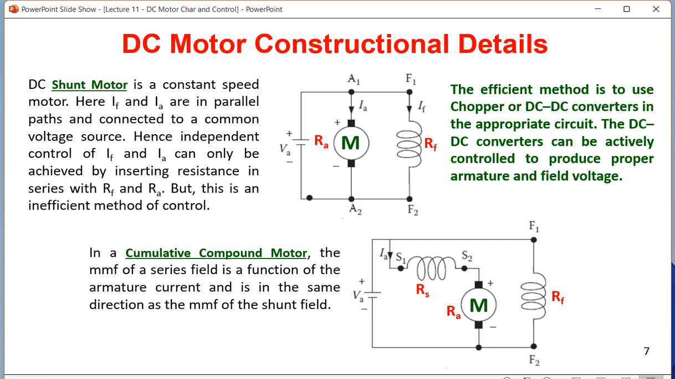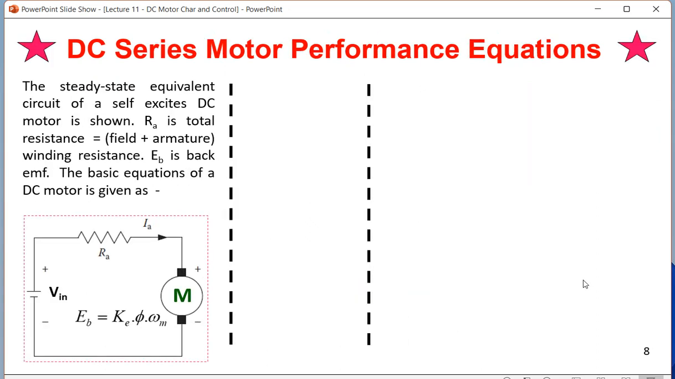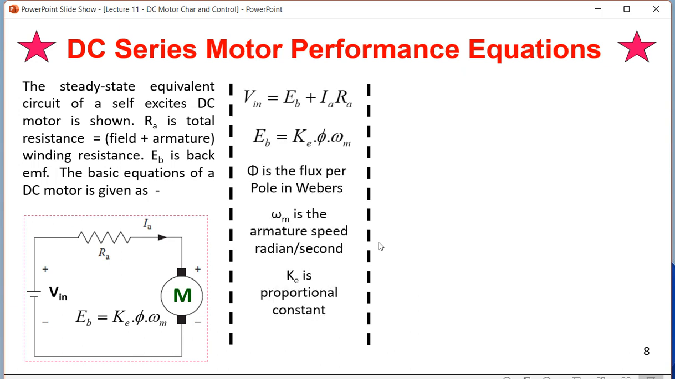There is a cumulative type of compound motor, and there is a differential type of compound motor. What is meant by compound? A compound motor is a motor where the properties of a series motor and a shunt motor are both captured. If the properties of series and shunt are additive, it is called a cumulative compound. If they are subtractive, that is called a differential type of compound motor.